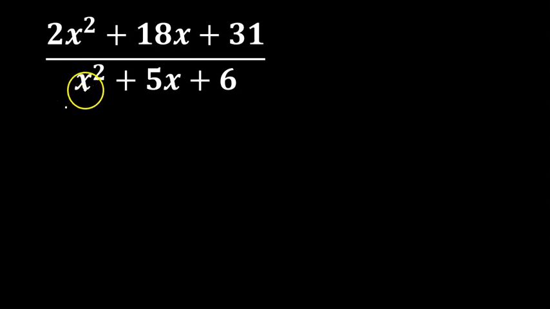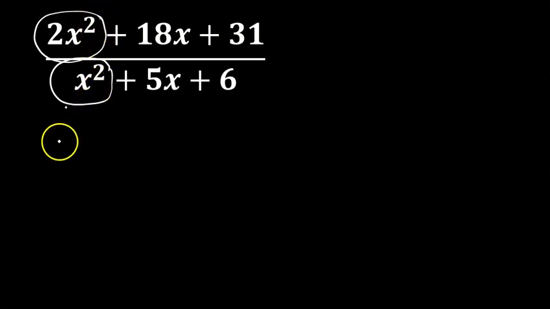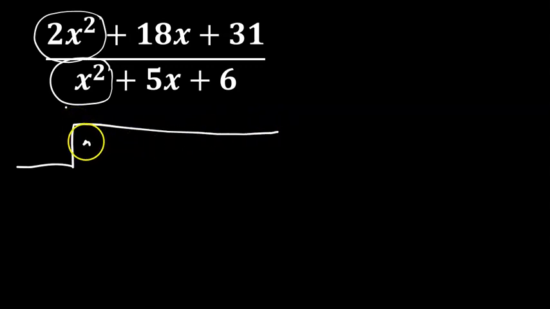One unique thing we have to check is the highest power in both the denominator and the numerator. In the denominator, the highest power is x raised to power 2, and the highest power in the numerator is also x raised to power 2. So we see they have equal powers. The first thing we are going to do to solve this kind of expression is to divide the numerator by the denominator.